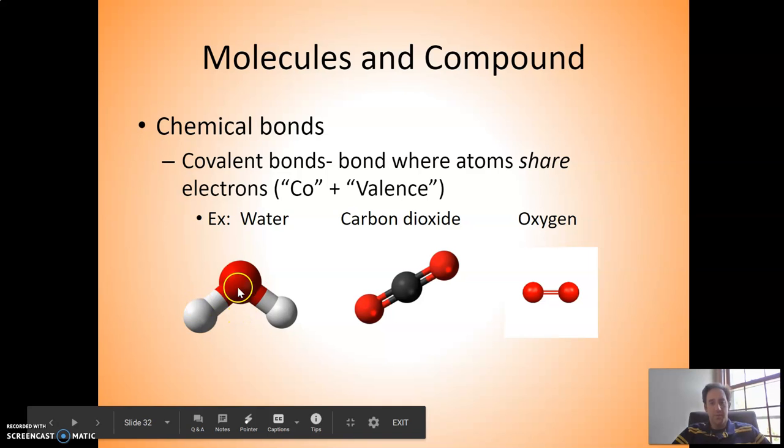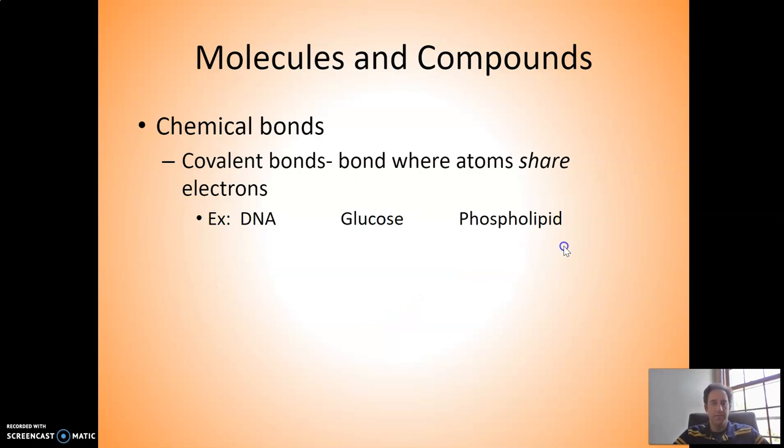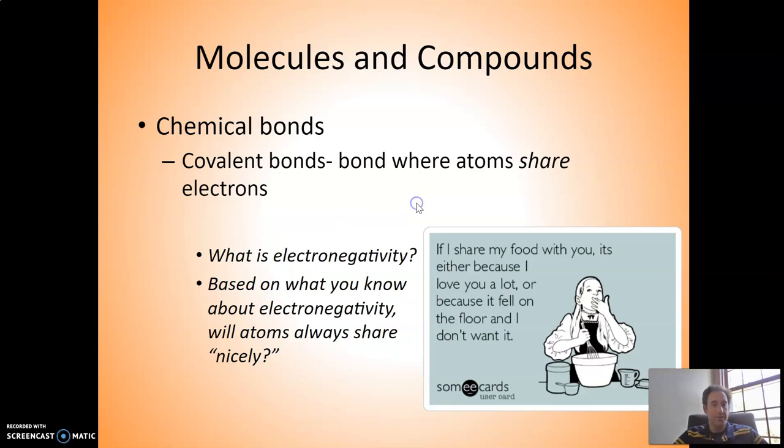Examples of where we see this: water is held together by covalent bonds, carbon dioxide is held together by covalent bonds, oxygen by covalent bonds. And then, in biology, we get into bigger molecules that are also held together by covalent bonds: DNA, glucose, phospholipid. I think DNA has a kind of mystical quality about it, but ultimately it follows the exact same rules we're talking about. It's got a bunch of atoms with valence electrons interacting through covalent bonds, and that's what gives it its structure. We'll talk a lot more about that later in the course.